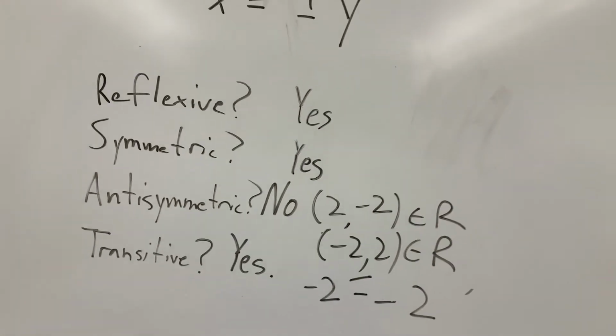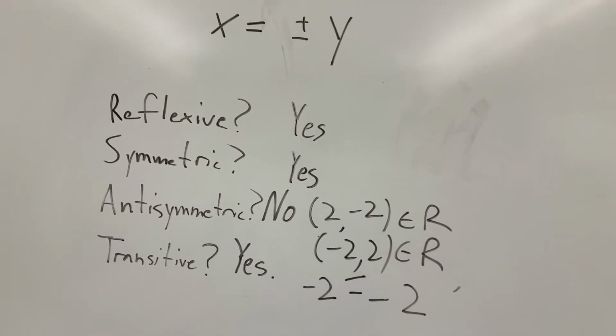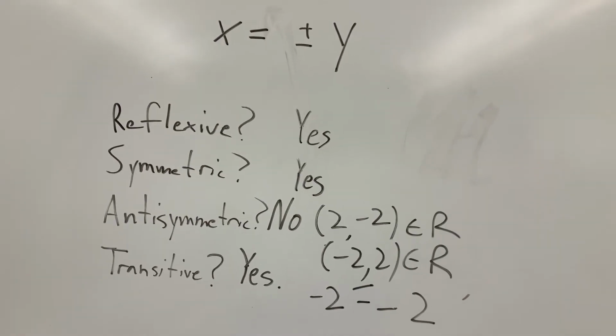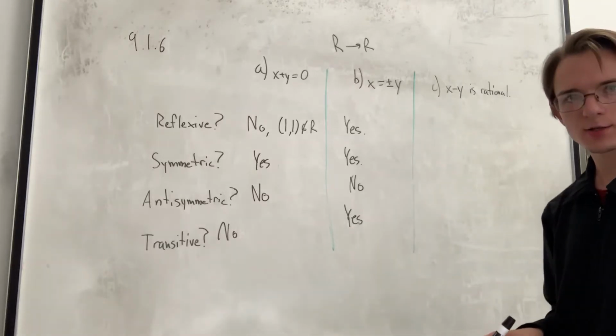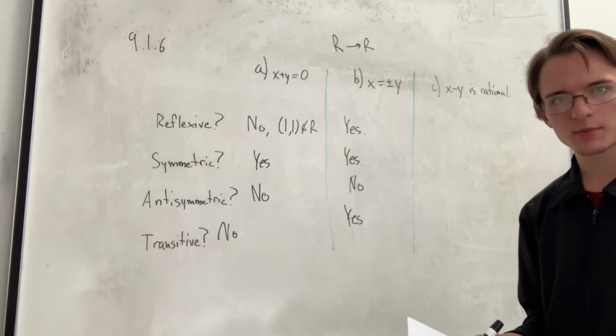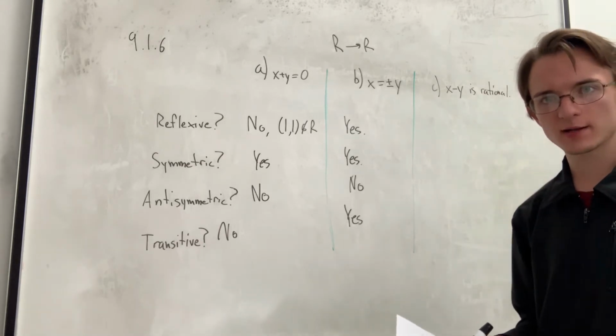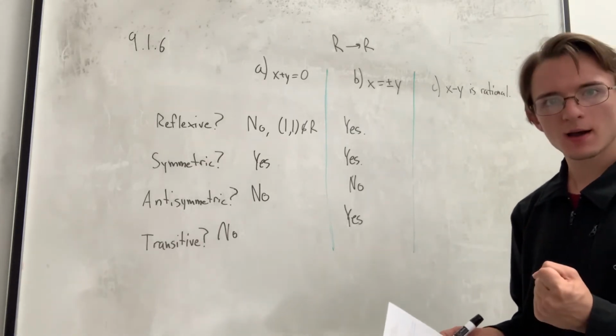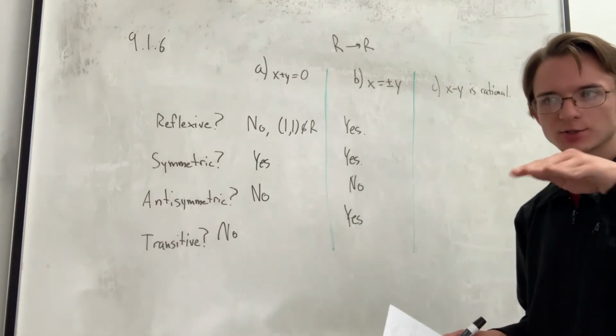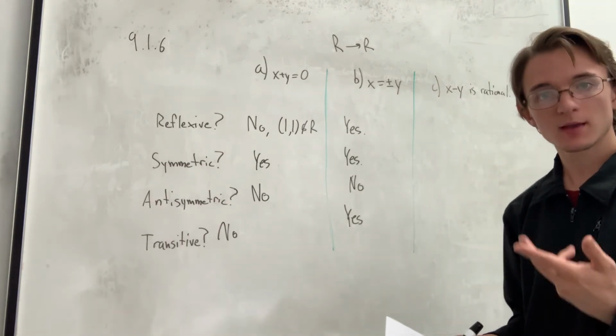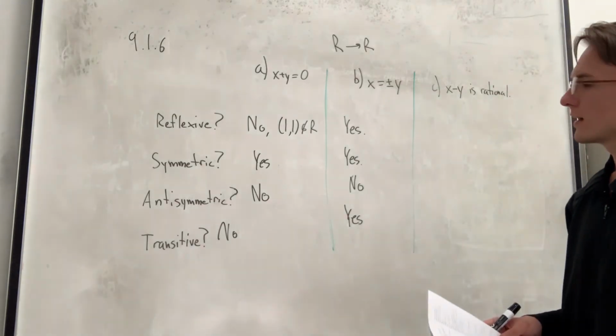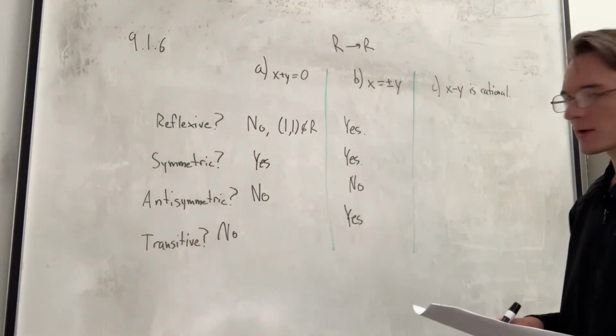And you can try a bunch of values for yourself, a bunch of pairs for yourself, and see that yes, it holds transitivity in all cases. x minus y is rational. So remember, a rational number is something that is an integer divided by another integer. So for example, pi is not rational because you can't take an integer, divide it by another integer, and obtain pi. Okay, so is x minus y rational?